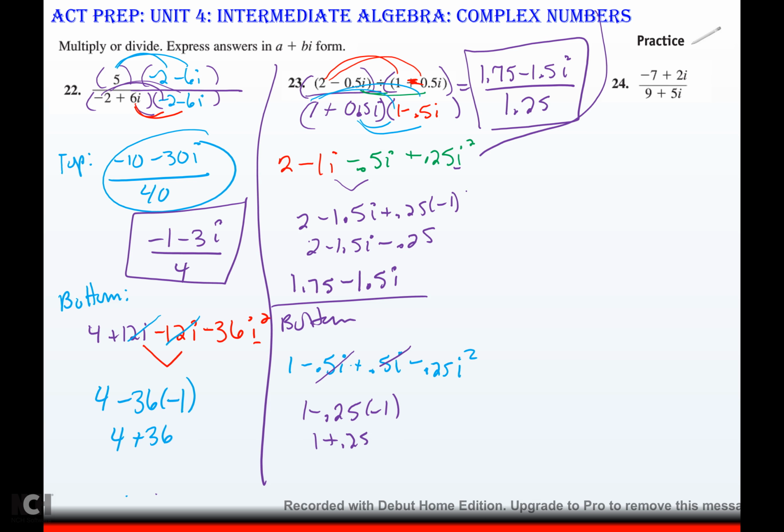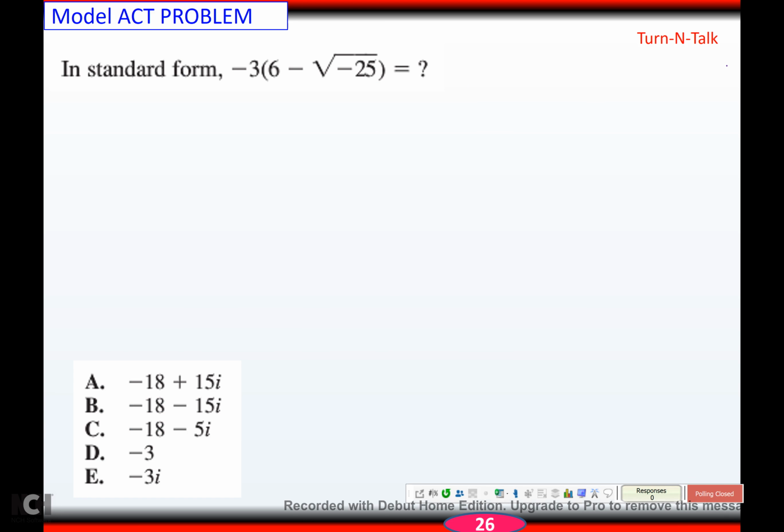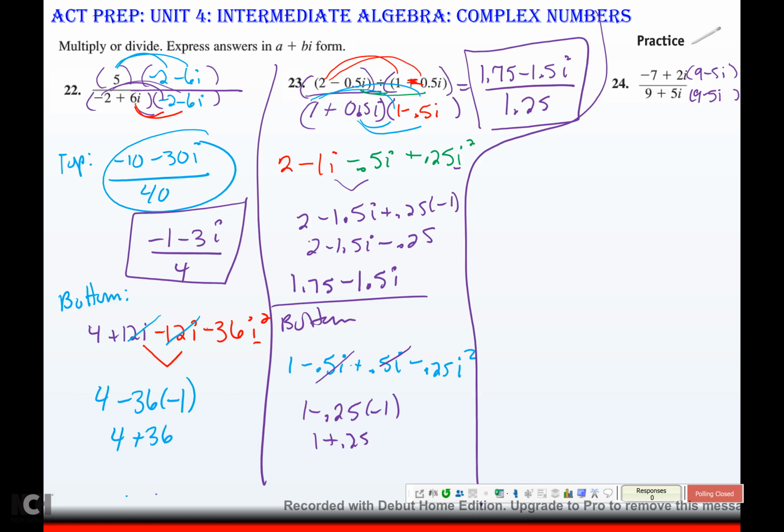And there you go. Alright, on 24, I'm going to multiply the top and the bottom by the conjugate of the bottom, which is 9 minus 5i. Alright. On top, I'm going to have negative 7 times 9 is negative 63. Negative 7 times negative 5i is positive 35i.